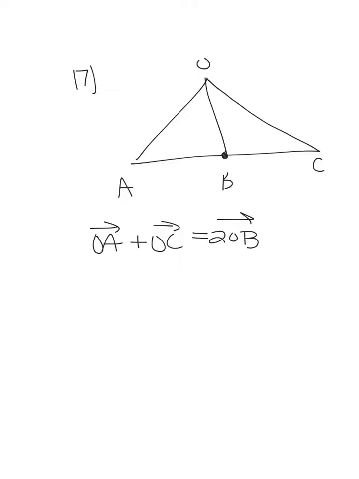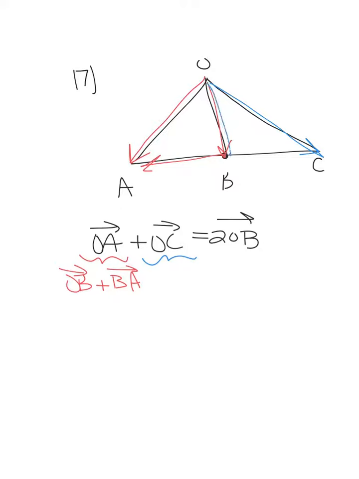What I'm going to do is rewrite vector OA as a combination of other vectors. So I'm going to rewrite this as OB plus BA. And I'm going to do the exact same thing for vector OC. So I can rewrite OC as OB plus BC.